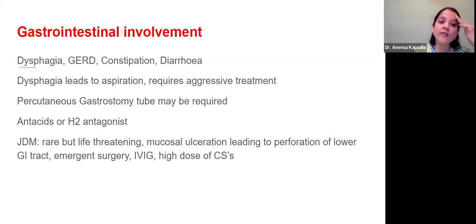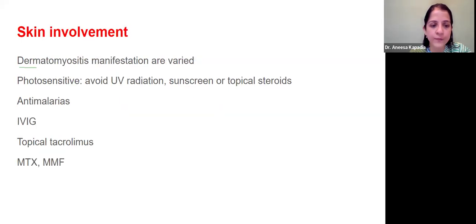Again, this is where we have now ascertained that despite treatment, there is disease damage. So in these patients, they may not completely initially recover. So we might have to put in a PEG tube to prevent complications such as aspiration and also to maintain nutrition in these patients. In JDM, sometimes in pediatric patients, sometimes life-threatening intestinal perforation may occur, which has to be looked out for and treated very aggressively with surgery, IVIG, or high-dose steroids.